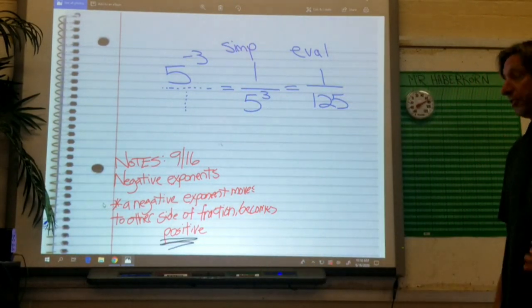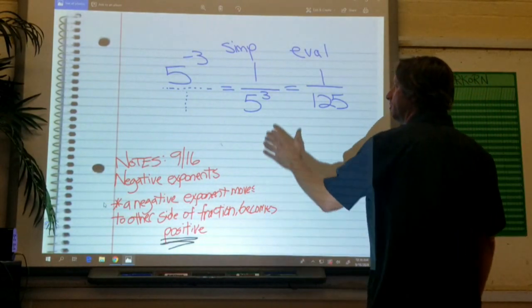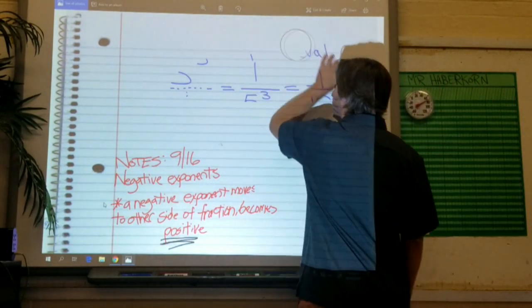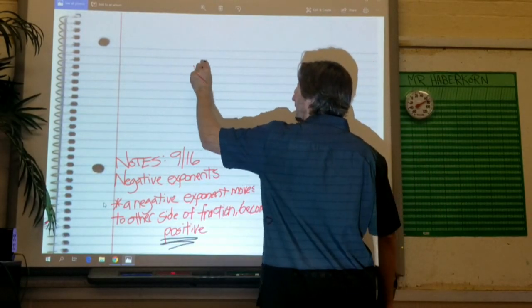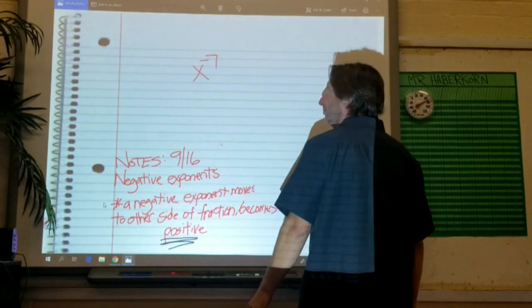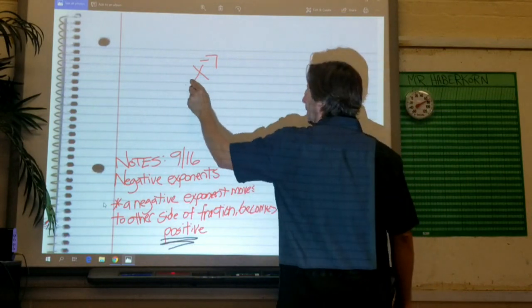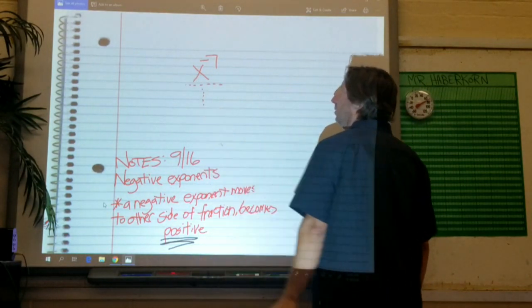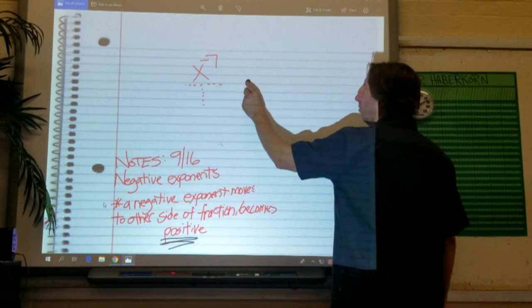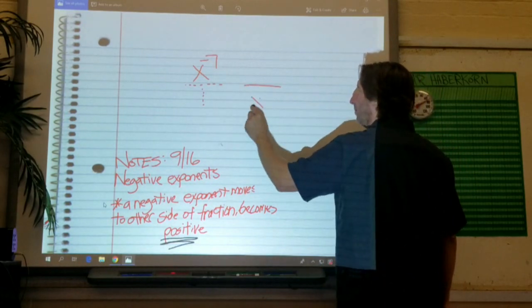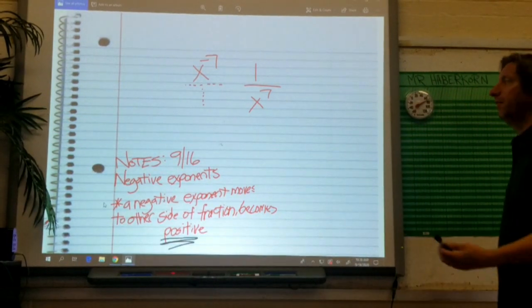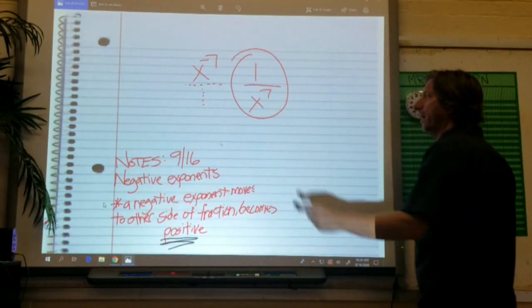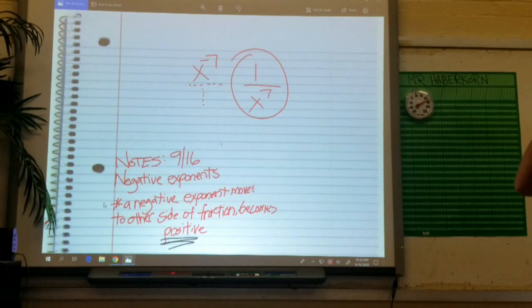Now this also works with variables. So just take a look at some algebra. I could say x to the negative 7. We do it the same way. Make it into a fraction, move it to the bottom, and make it positive. Put a 1 on top. That's my answer. This is as far as I can go, because we don't know what x is. That's simplifying it, all right?